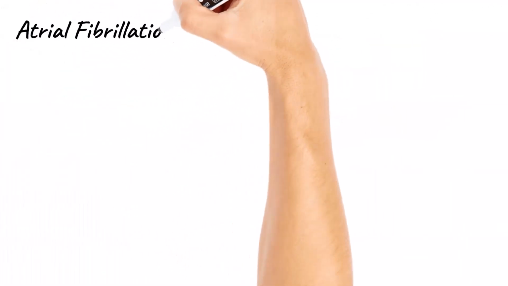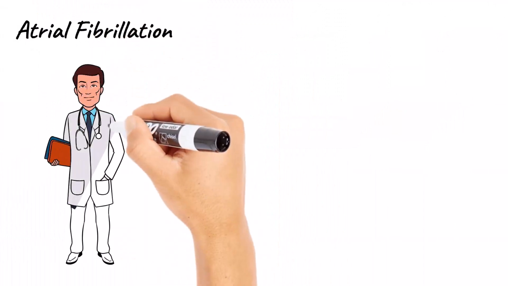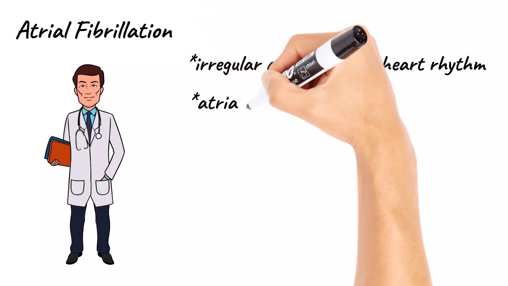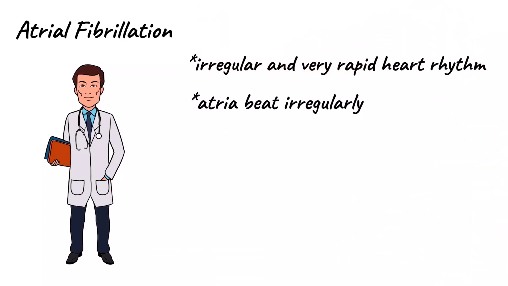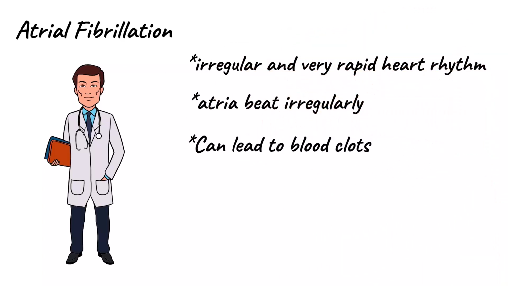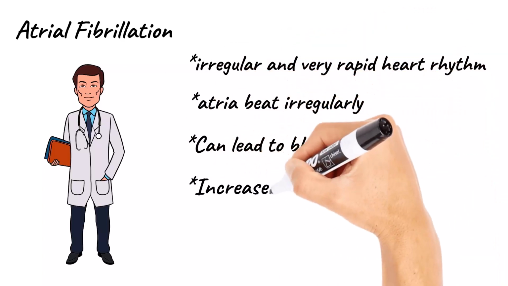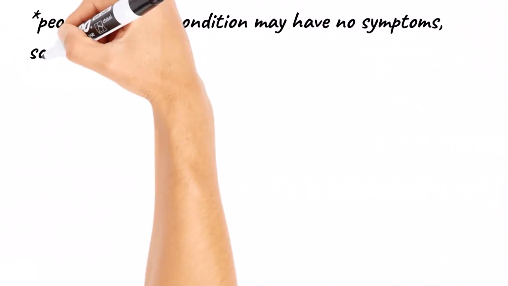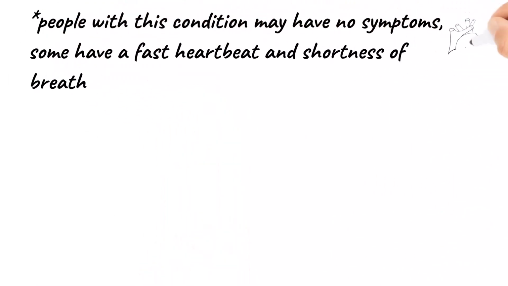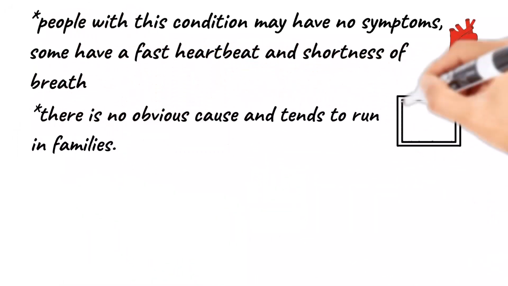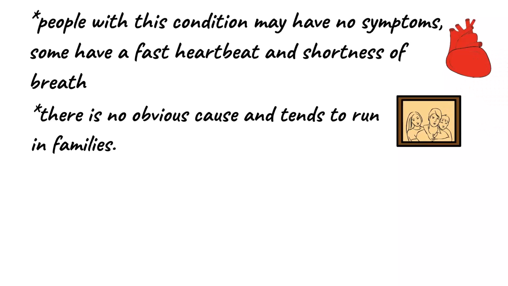Atrial fibrillation, also called AFib in all the commercials, is an irregular and very rapid heart rhythm, where the atria beat chaotically and irregularly. Left untreated, AFib can lead to blood clots in the heart. This increases the risk of stroke and heart failure. Some people with AFib have no symptoms, while others may have a fast, pounding heartbeat with shortness of breath. There is no identifiable cause, and AFib often runs in families. It can be treated with medication.